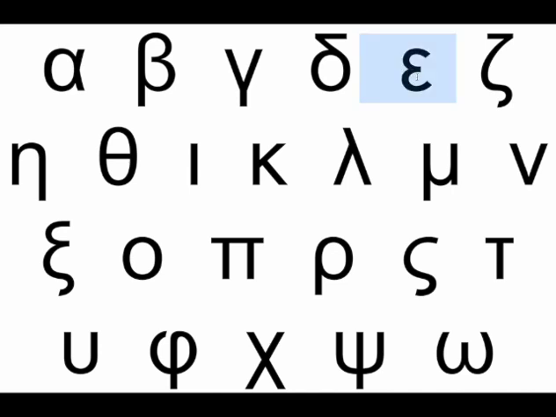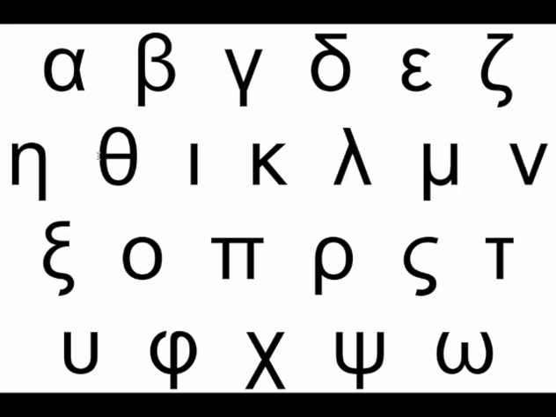Next epsilon, which makes an E sound. A, V, G, D, E. Zeta, Z. A, V, G, D, E, Z. Next we have an eta, which makes an A sound. A, V, G, D, E, Z, A.